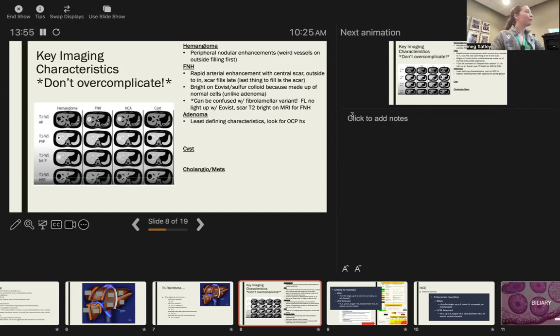Adenoma, these have pretty poor defining characteristics. I'd look for OCP history to help you, but I've also seen an ABSITE question where they throw that in as a red herring, so you can't anchor on that. These are going to have arterial enhancement with washout on portal phase. And these are going to be dark on your EOVIST study, and they don't light up on sulfur colloid. So I think that's probably one way they could ask you about that.